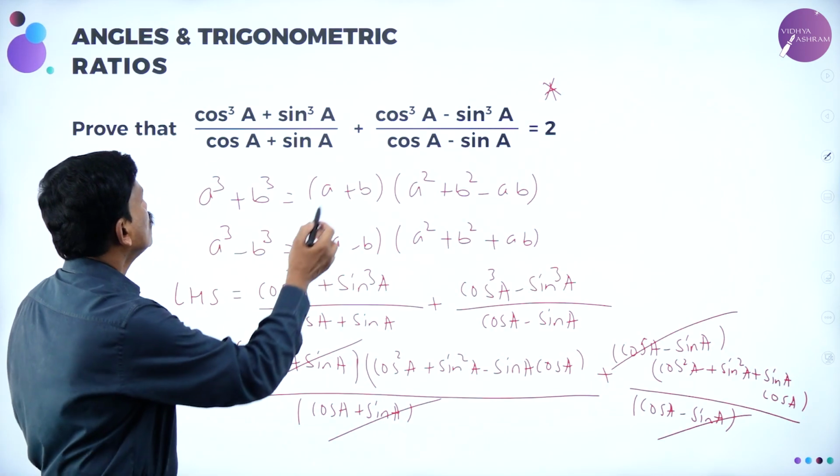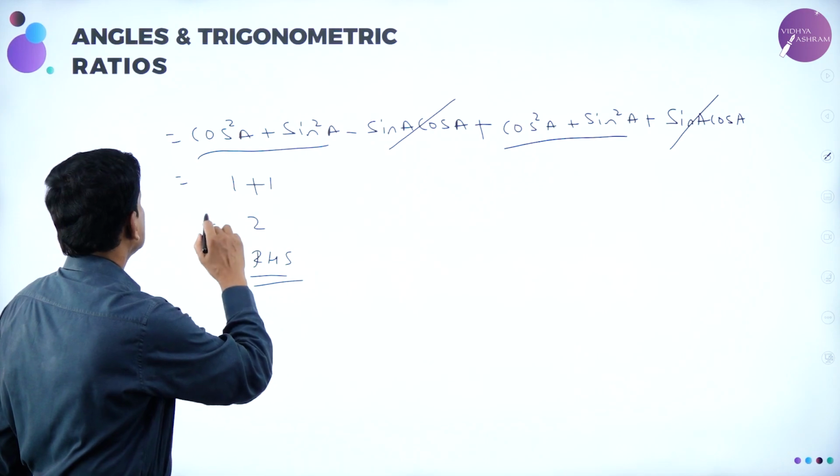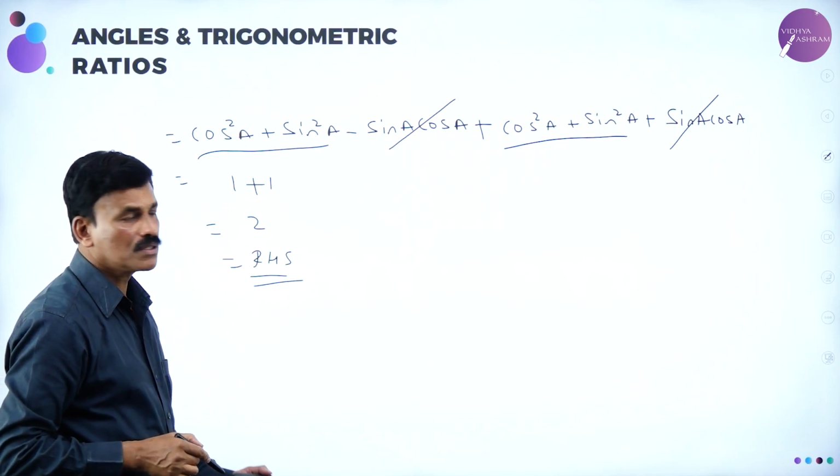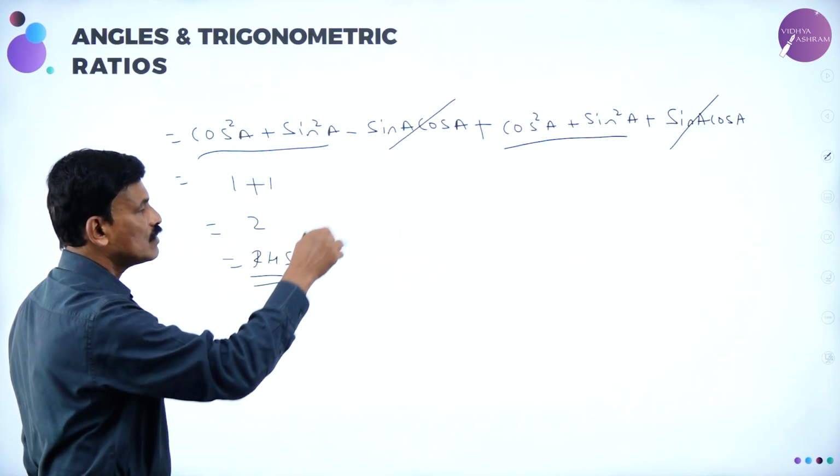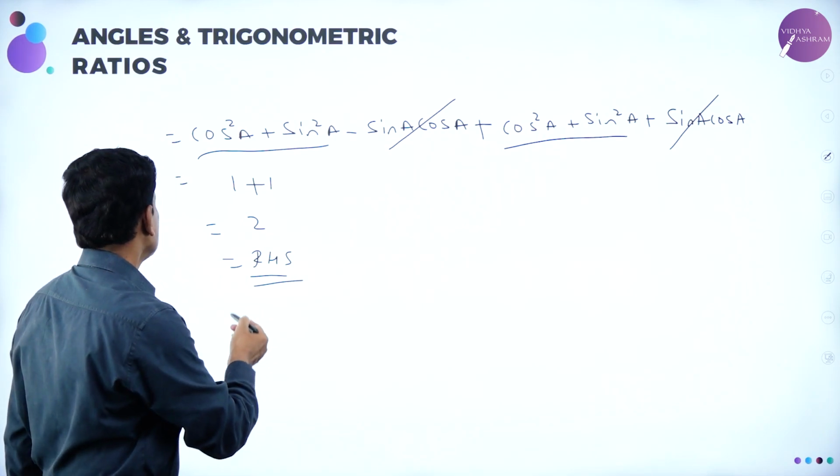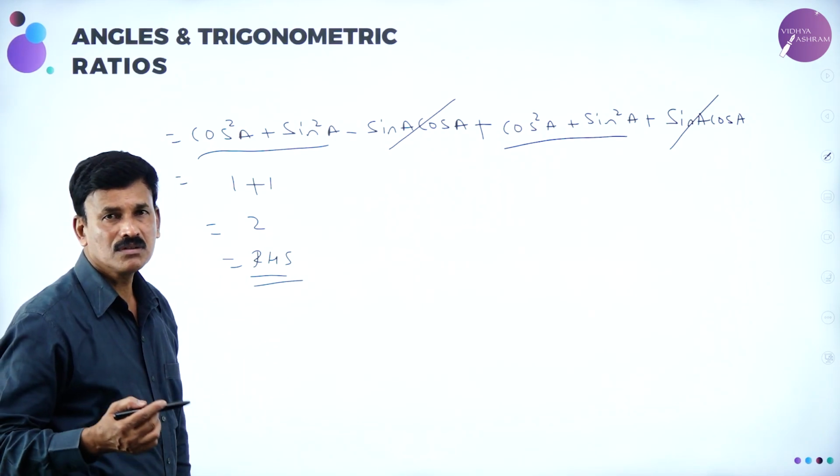What is to prove? It is equal to 2. So sin square plus cos square is 1, sin square plus cos square is 1, 1 plus 1, minus sin a cos a plus sin a cos a gets cancelled. We get 1 plus 1 is equal to 2, which is the required RHS.